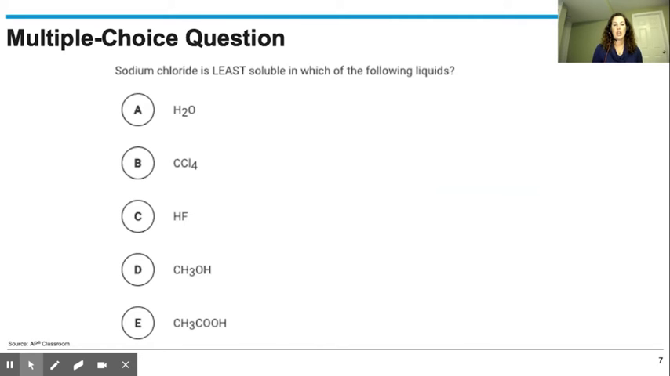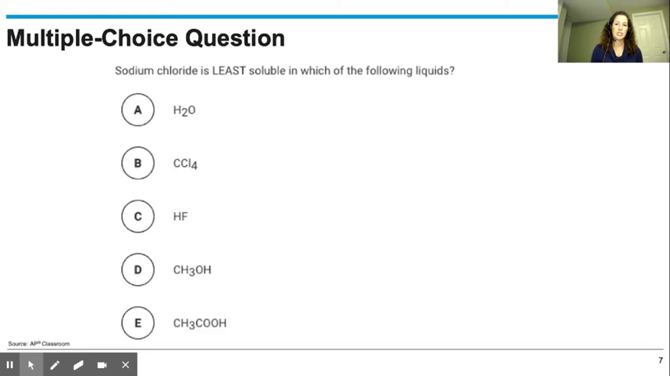So what I'm going to look for in these different answer choices is which ones are polar and which ones are nonpolar. Because if I want the least soluble, I want the one that is least polar or nonpolar. In choice A, I have water, which we just discussed in a previous slide as being very polar. In choice B, I have carbon tetrachloride.